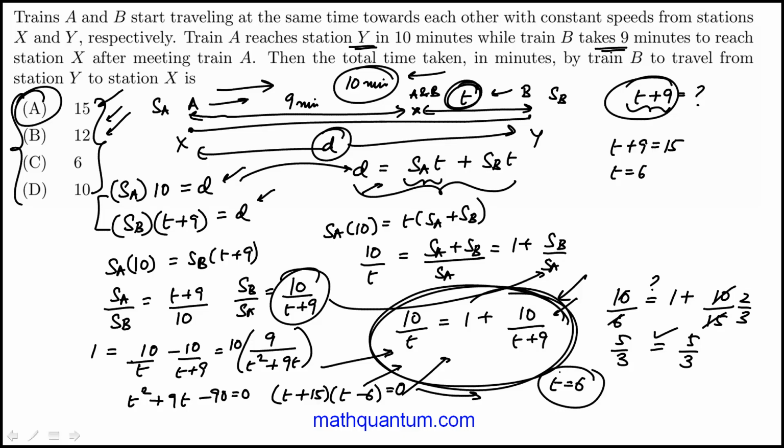So T is 6, and then make sure that you answer what they're looking for, because C is there. That's the trap answer. So in this case, T plus 9 would be 15, and we get our answer.